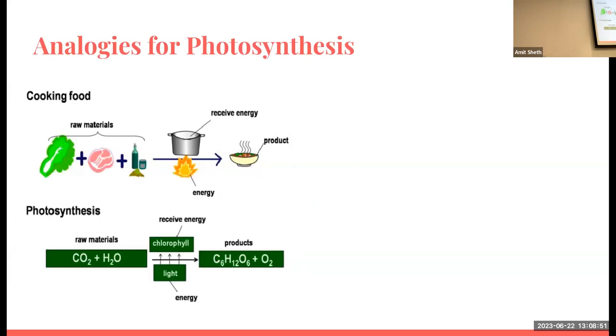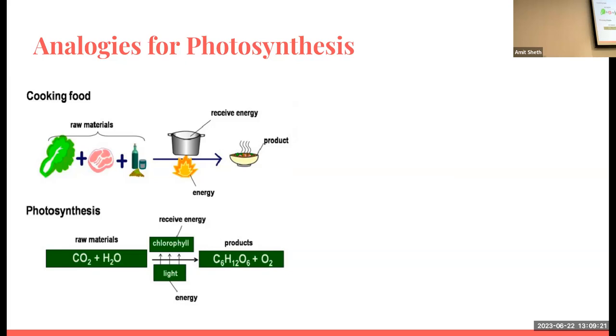Here you have the raw materials, so some food, and then there is this cooking utensil, a saucepan or something like that. That would be the chlorophyll. And then you still need energy in both cases. The energy would be light in photosynthesis, and in cooking food, you would have fire or heat. And there are products at the end. So this is from the internet.